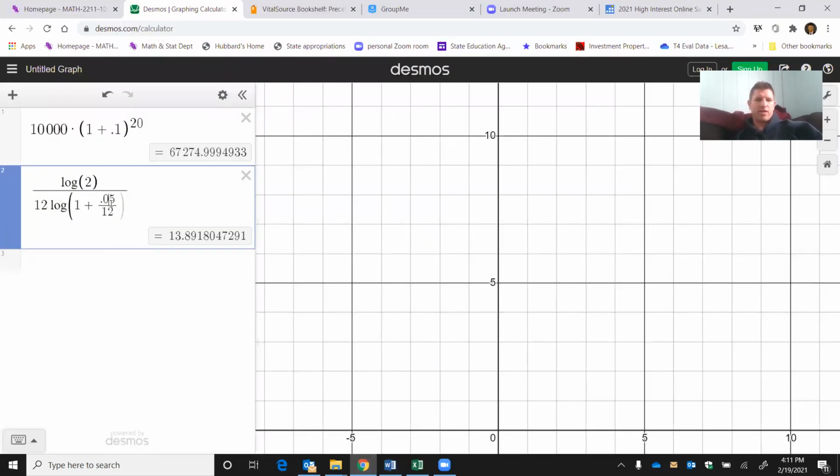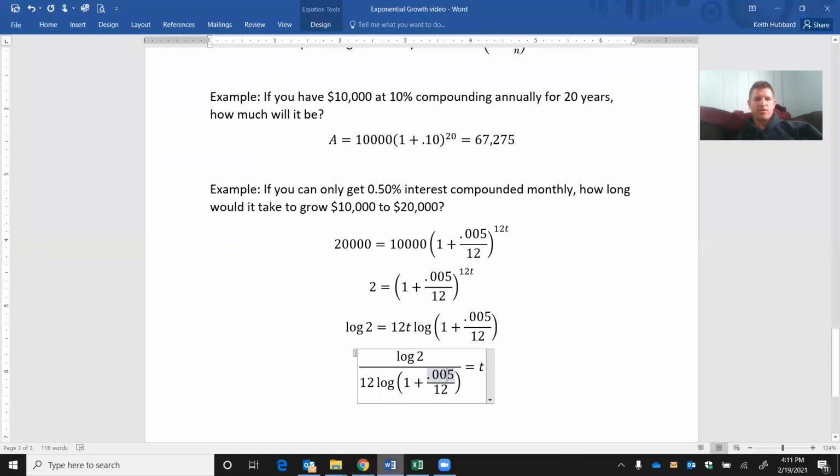Okay, so let's see what happens. There we go. 138.65 years. Let's just round that to a nice, even, approximately 139 years. That's how long it would take $10,000 to go to $20,000 at 0.5% interest. Something to think about.